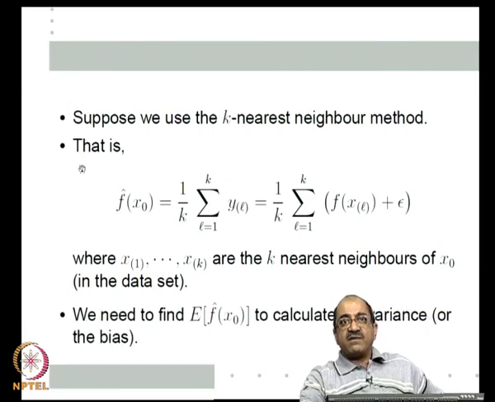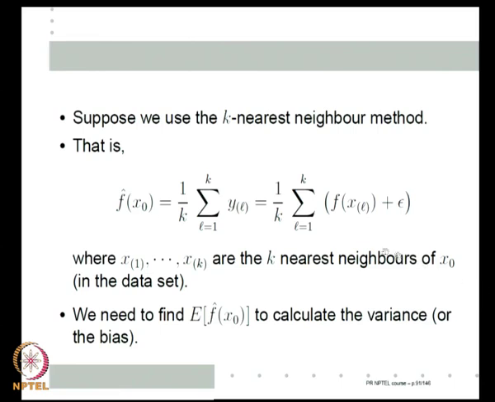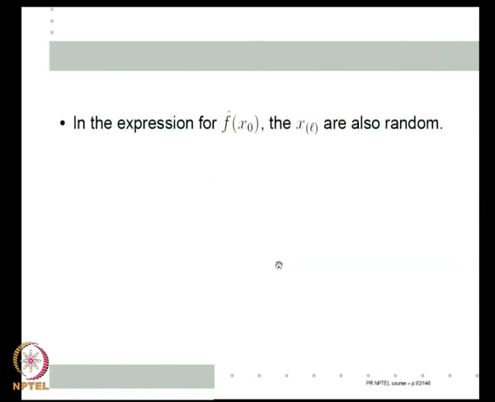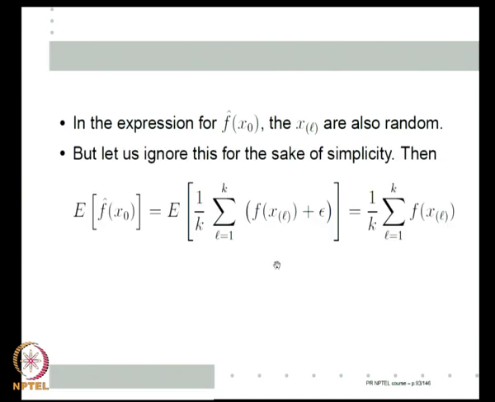Now, I have to find the expected value of f hat of x naught. If I put expectation here, what are the random things? Of course, epsilon is random, and x l is also random, because it depends on the training data set as to which are the closest. So, calculating this expectation is very difficult, because x l are random. Let us ignore it for now. If I put an expectation outside, but I am not treating x l as random, then the epsilons will go away, because epsilons have mean 0. I get this.